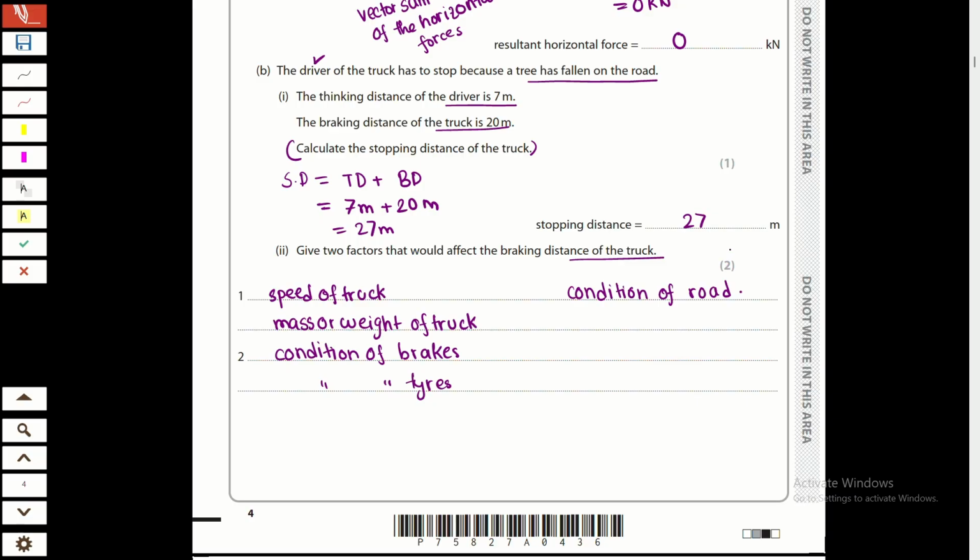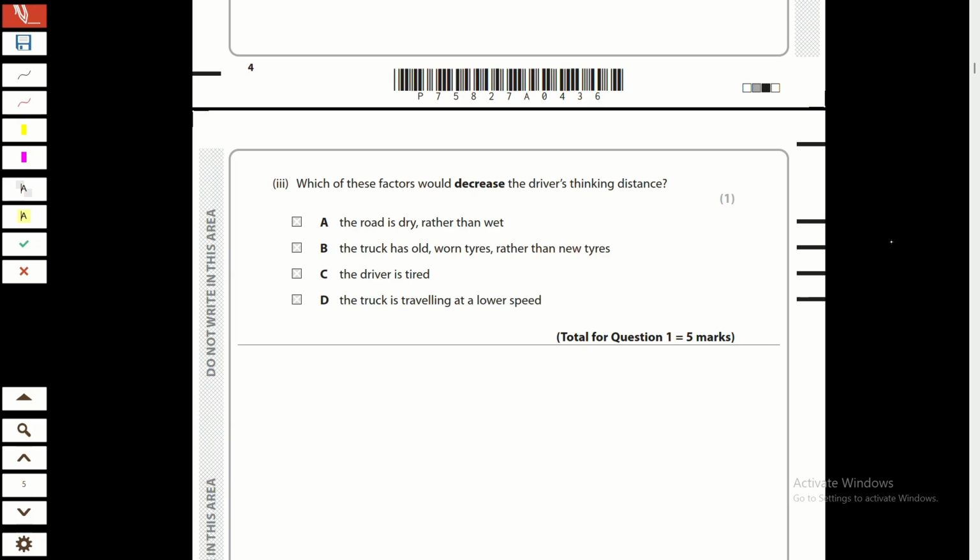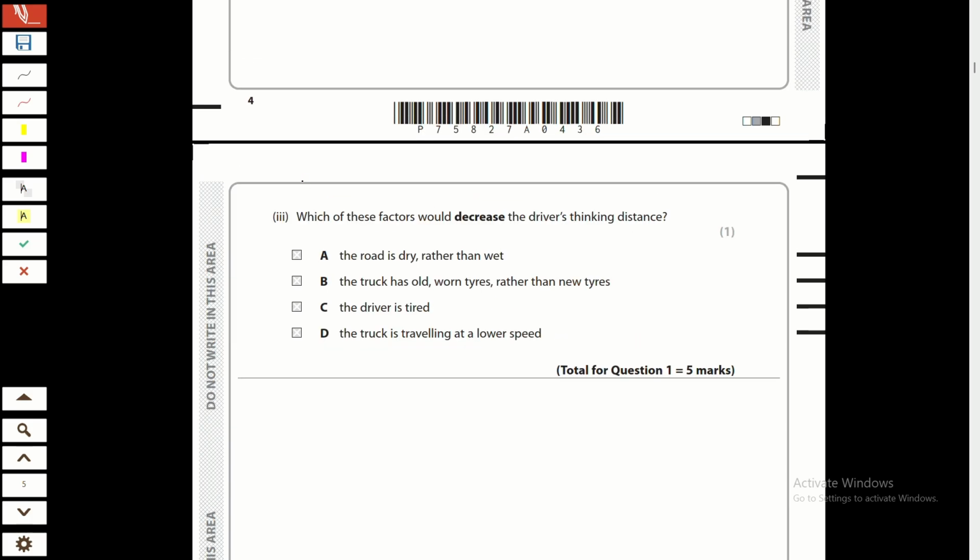Let's move to the last part of this question. The last part states which of these factors would decrease a driver's thinking distance. Okay, so there are four options, and out of these four options, we just have to cross out the correct one.